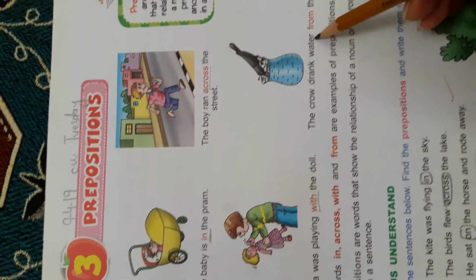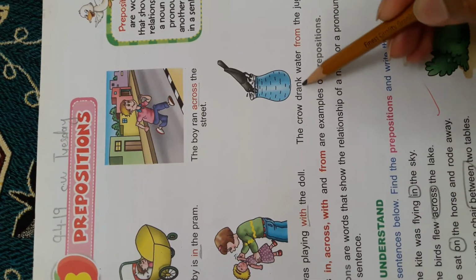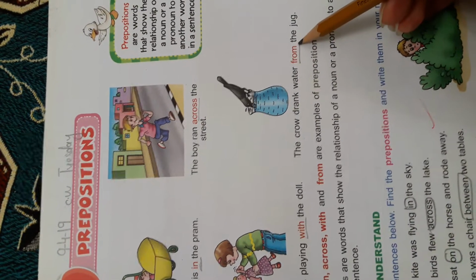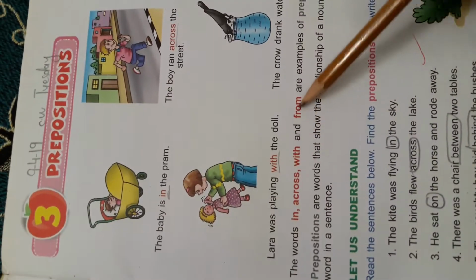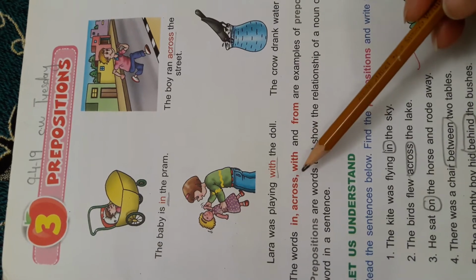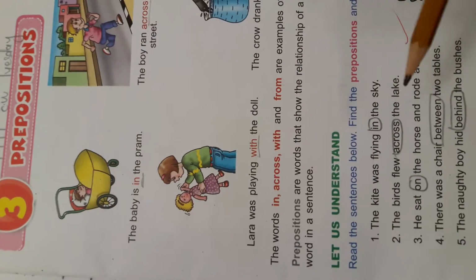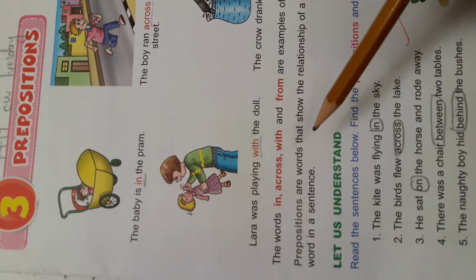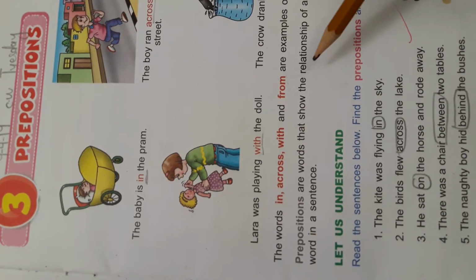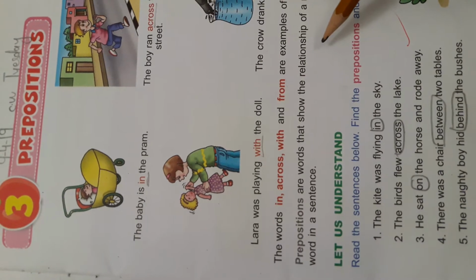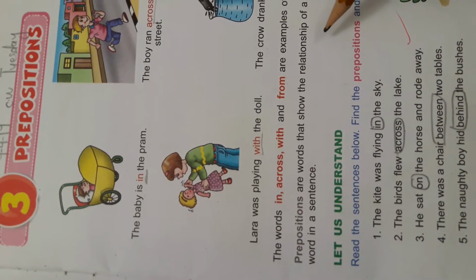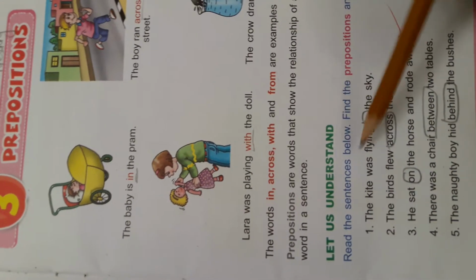The crow drank water from the jug. The words in, from, across, with and from are examples of prepositions. Prepositions are words that show the relationship of a noun or a pronoun to another word in a sentence.